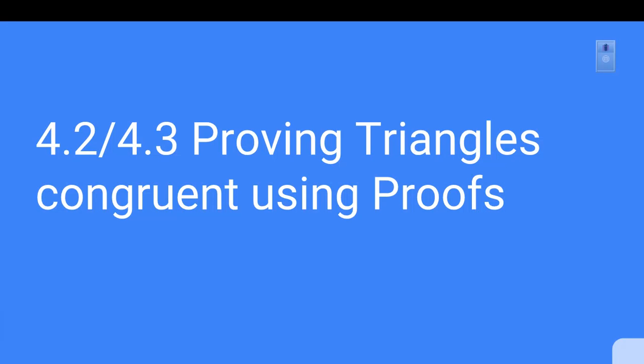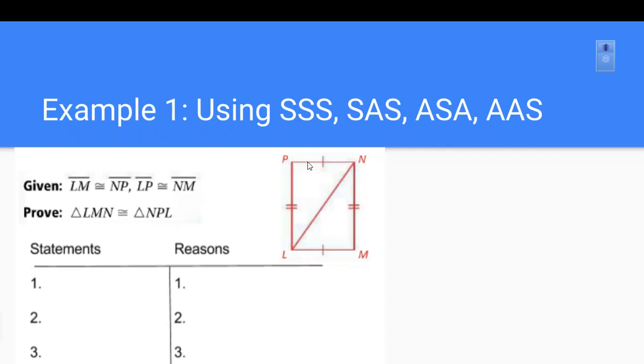All right, let's take a look at lesson 4.2 and 4.3, proving triangles using proofs. Yesterday, in our previous lesson, we introduced the triangle congruences using side-side-side, side-angle-side, angle-side-angle, and angle-angle-side. So now we're going to take a look at proving triangles congruent by using a proof.